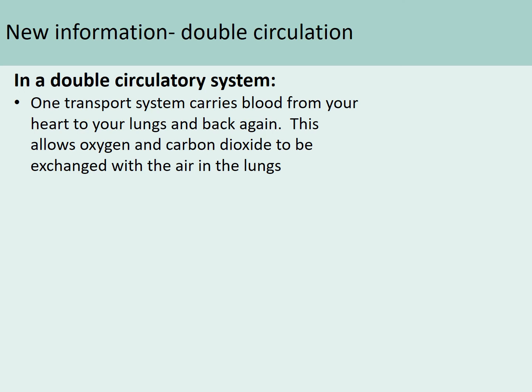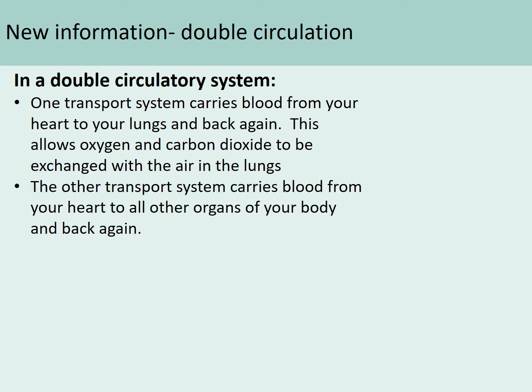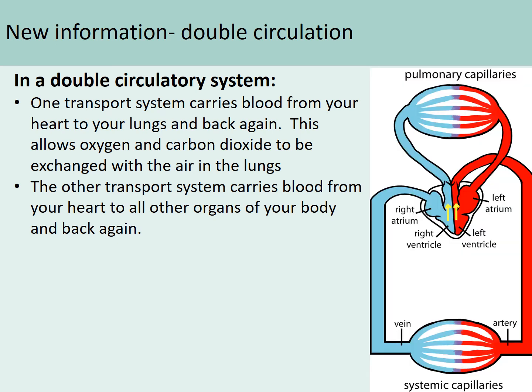So in a double circulatory system, one transport system, so one side, carries blood from the heart to the lungs, and then it goes back again. That means that it can get the oxygen and get rid of the carbon dioxide. The other side will then pump that oxygenated blood, it contains oxygen, to the rest of the body and back again. And as we can see on this animation, how that works.